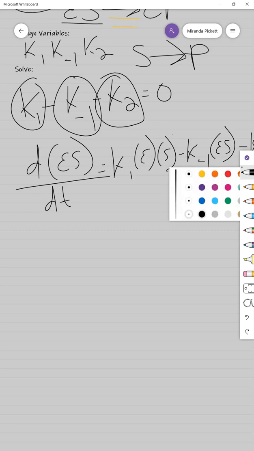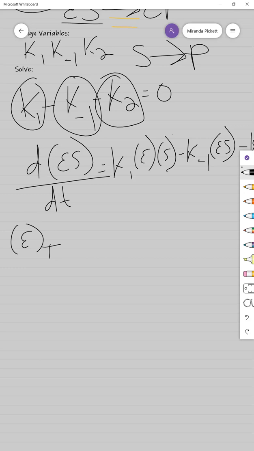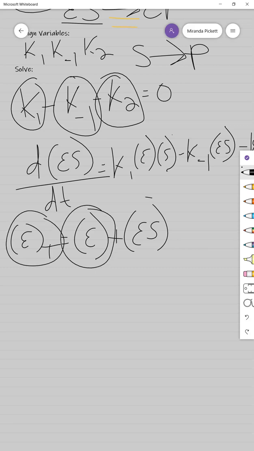In order to fix this problem, we're going to say that the total enzyme, which is what this right here means, is equal to the enzyme plus the enzyme substrate complex. So as I said, this right here is the enzyme total, this is the enzyme, and then this is the enzyme substrate complex. Or you could think about it as the total enzyme, the unbound enzyme, and the bound enzyme.